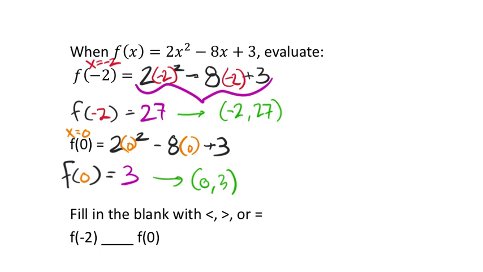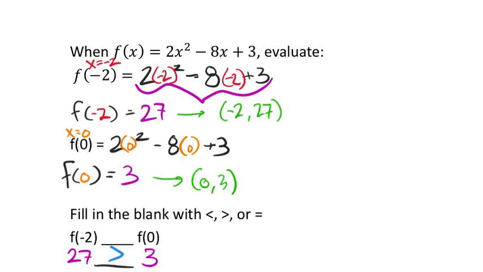Now this next part, you're going to see this on the assignment too. We have to fill in the blank with less than, that's this one, less than, greater than, or equal to. And we know f of negative 2, we got out 27. And then f of 0, when I put in 0, I got out 3. Really, we're just comparing these two values. It's doing it in function form right there. I don't know about you, but I'm pretty sure that 27 is bigger than 3. So I'm going to put a greater than symbol.